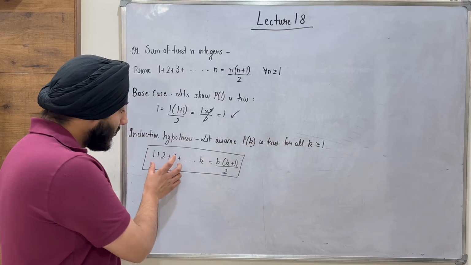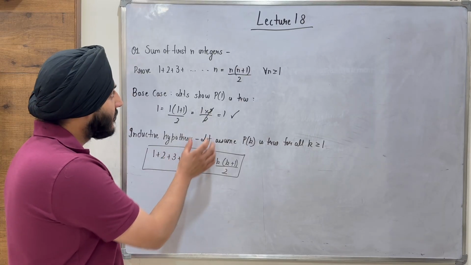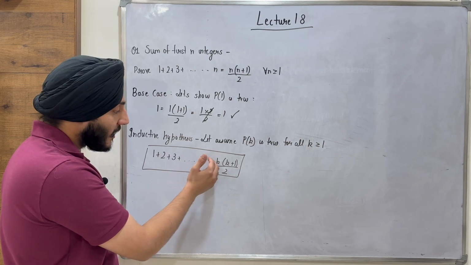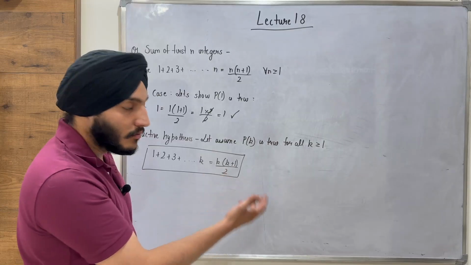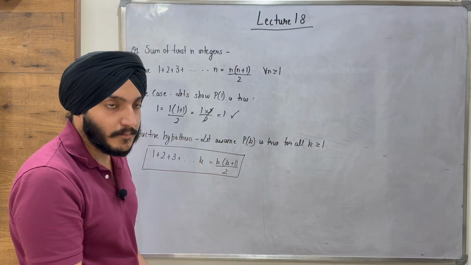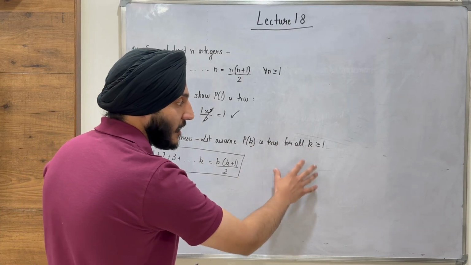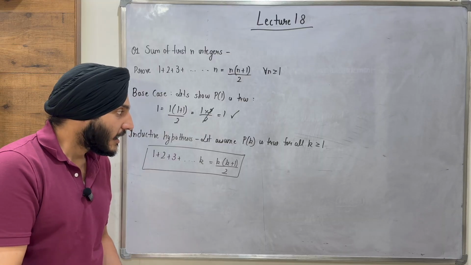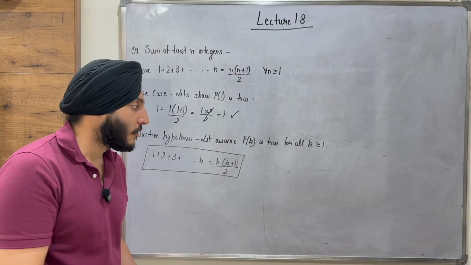Basically I'm going from the element 1, which is the first element, until k. And since this is the original equation, for the value at the end k, it has to be that k times (k plus 1) divided by 2 is the value for this equation. So let's assume P of k is true for all k greater than or equal to 1. I hope you understand the inductive hypothesis.